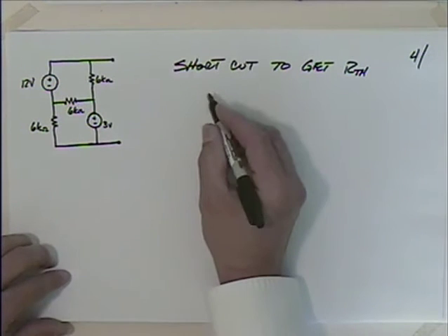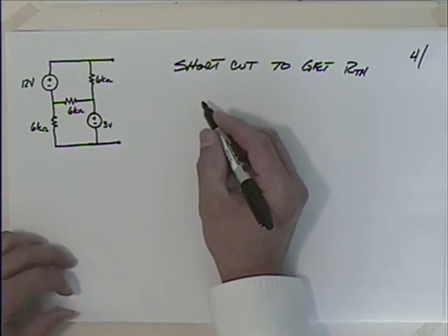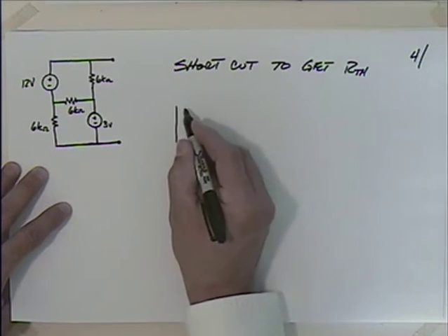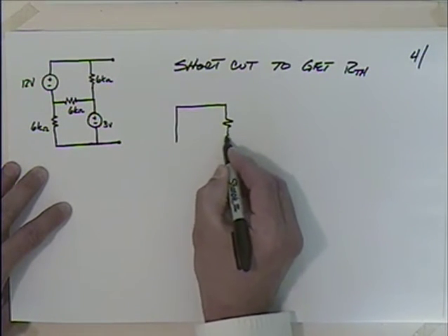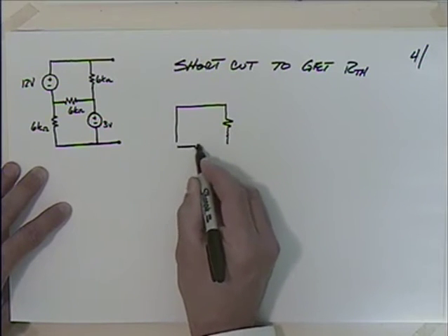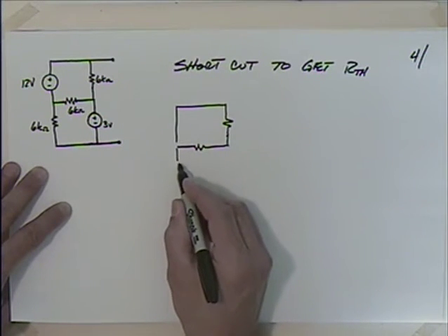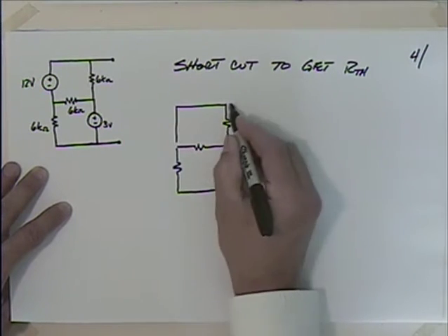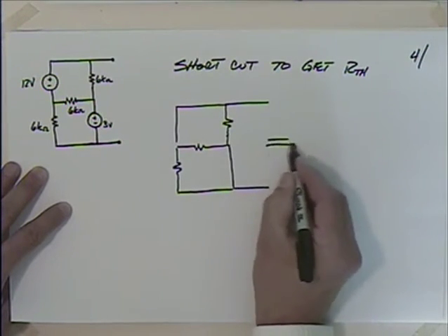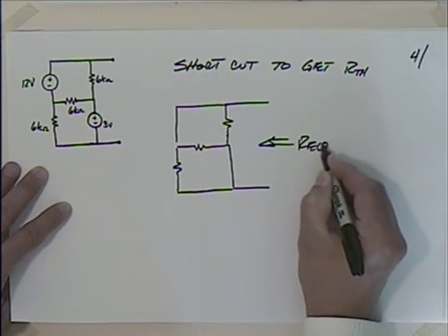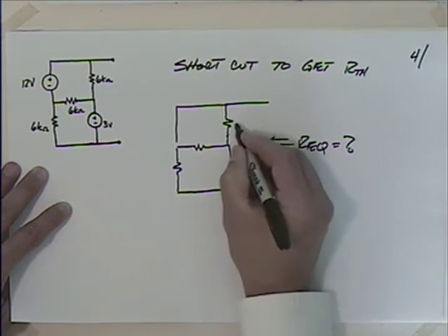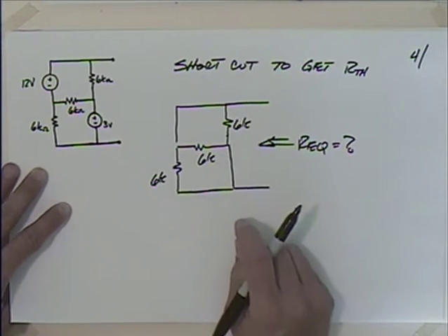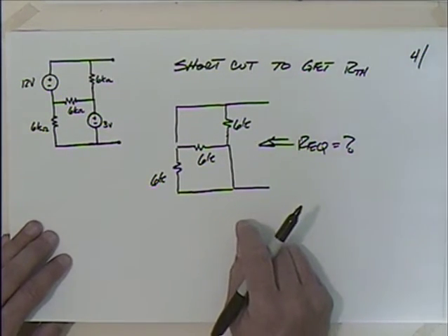Well, what is that shortcut? I short the voltage sources. I open the current sources. Looks like I only have voltage sources, so when I short that one out, I get something like this, and this, and then I short that out. I'm going to have that. And I'm looking back into these terminals and trying to find the equivalent resistance. This is 6K, this is 6K, and this is 6K.